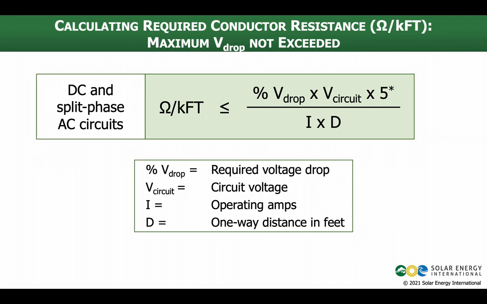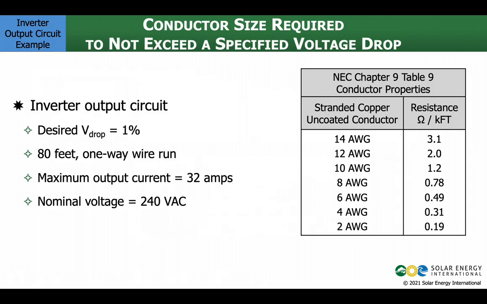We've got our operating current, again, IMP for PV circuits, rated continuous output current for inverters, and our one-way distance, again, in feet, one-way only. This calculation, if you are working on three-phase circuits, change that constant to 5.774. Let's look at an example.